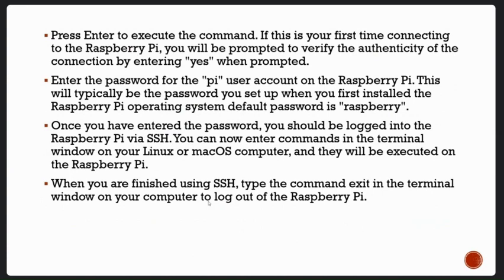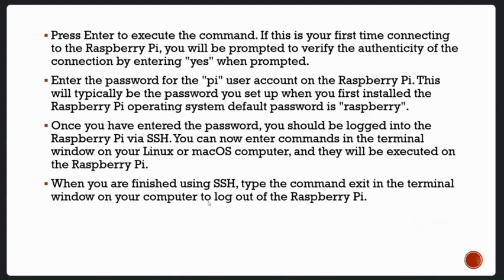If you are connecting for the first time, you will be prompted to authenticate the connection, and you press yes when prompted. Then we have to enter the password for the Pi account user. When you are setting up SSH for the first time, the default password will be raspberry. After entering that, you will be authenticated with SSH for the Raspberry Pi account.